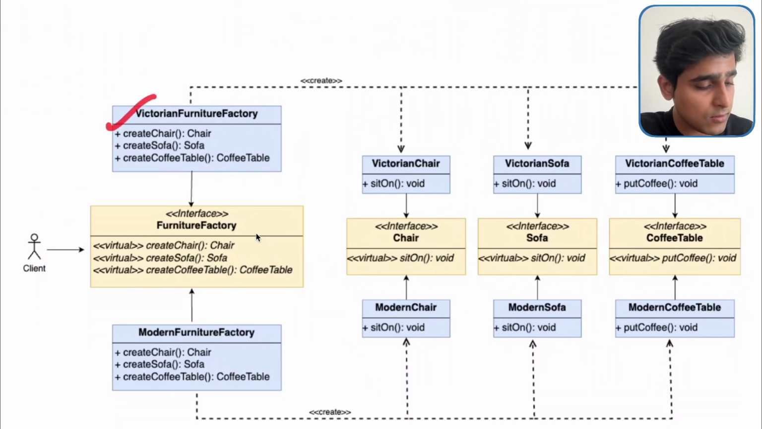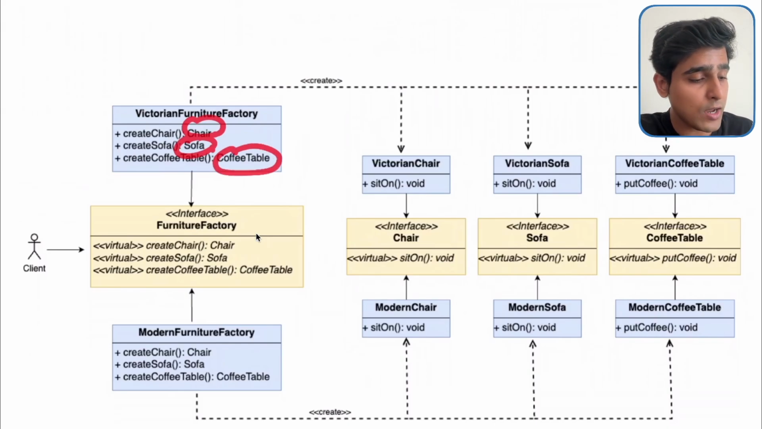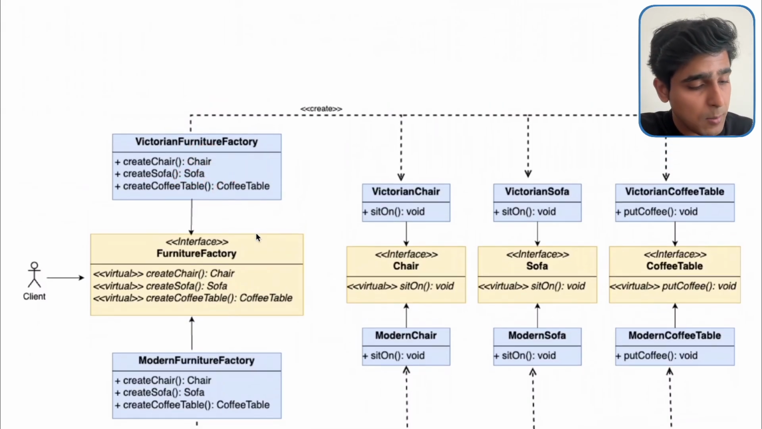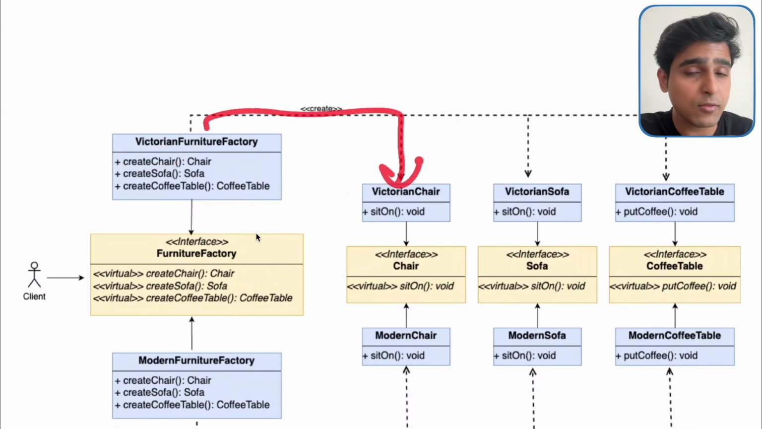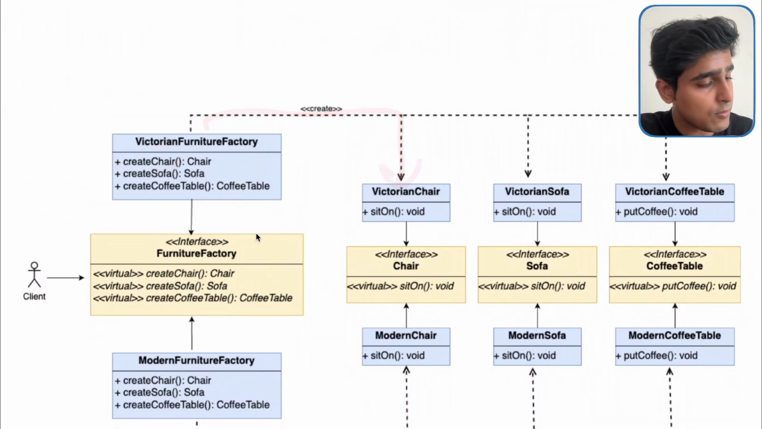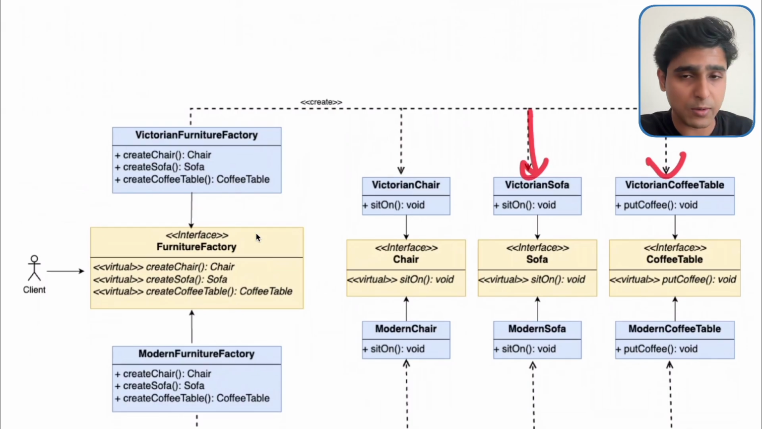One is Victorian factory and modern factory. Now if you notice, Victorian factory will implement these three functions which were in the interface: create chair, create sofa and create coffee table. And they return the chair, sofa and coffee table type object. But if you see, when it will create a chair, it will create a chair of type Victorian chair. Similarly, Victorian sofa and Victorian coffee table.